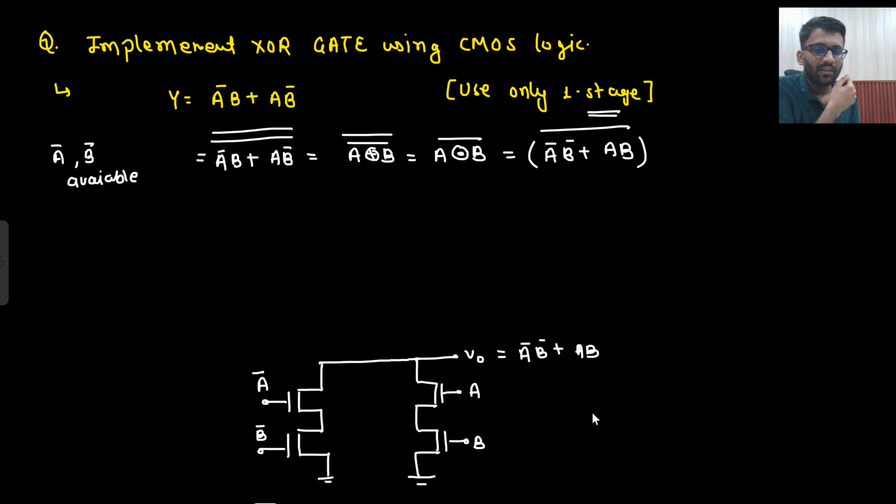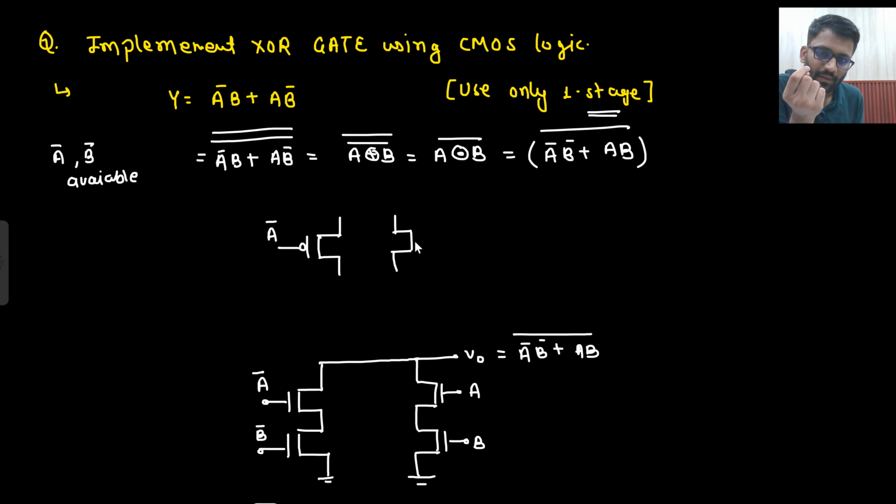But the thing is, you need to make our PMOS logic as well. How will you make PMOS logic? What did you see here? A bar and B bar are in series. That means A bar and B bar will be in parallel. What else did you see? That A and B are in series, so they will be in parallel. A and B will also be in parallel.